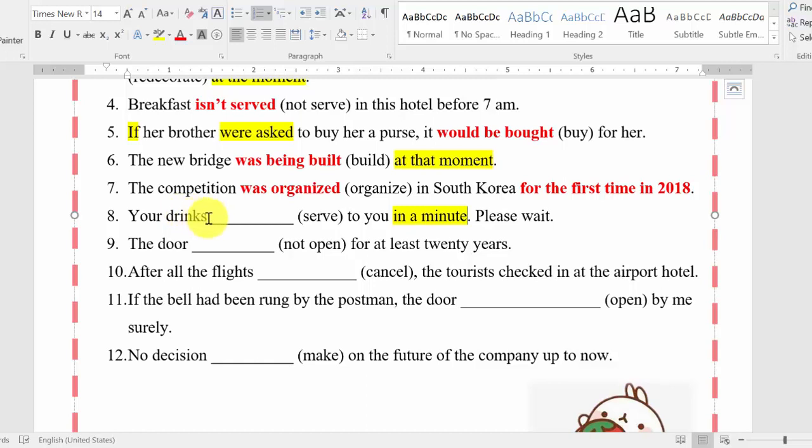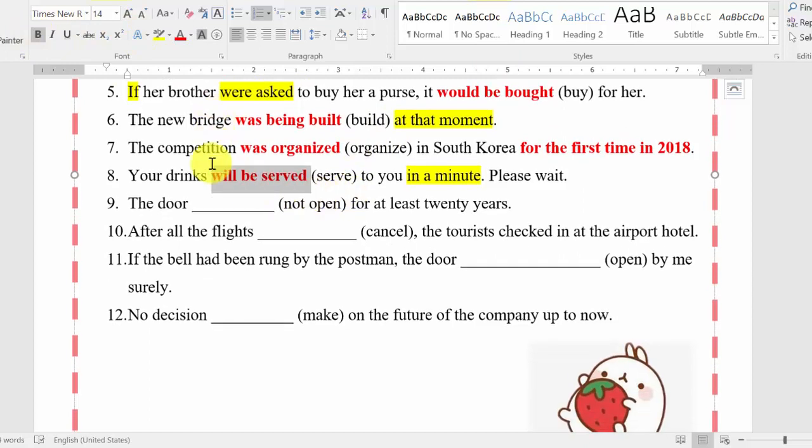Your drinks cannot serve by themselves. They must be served by someone, so it should be passive voice. So your drinks: passive voice, simple future tense. Our format is will be PP. So your answer should be will be served. PP is served, that's D. Okay, next one, number 9. The door what not open for at least 20 years. Your keyword here is for at least 20 years.